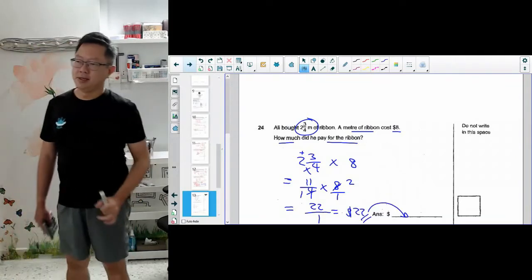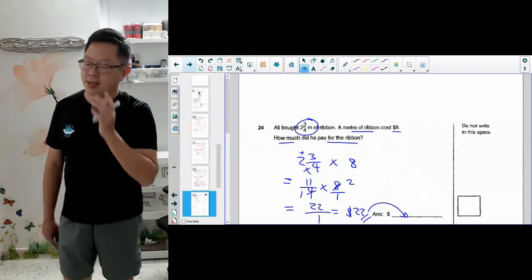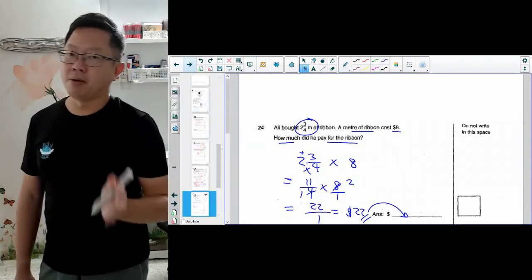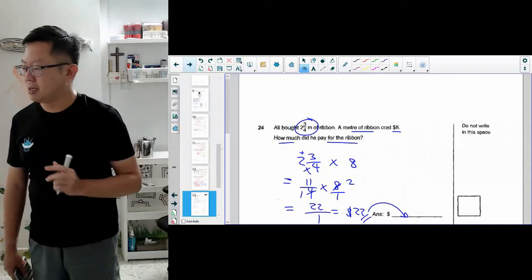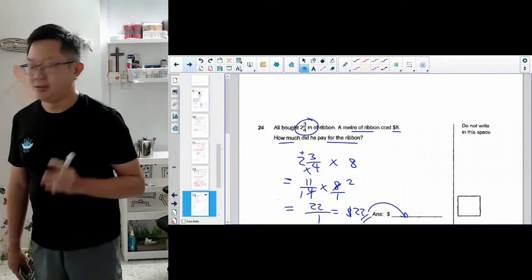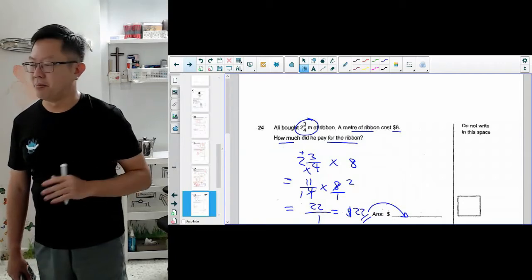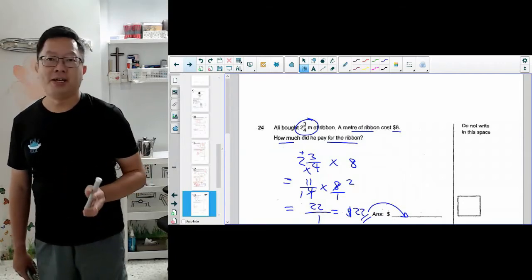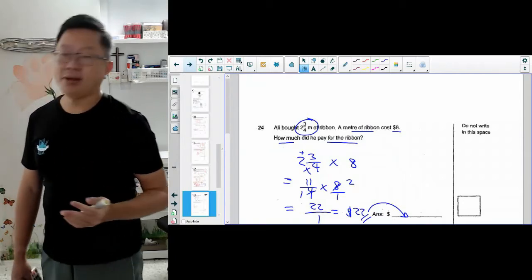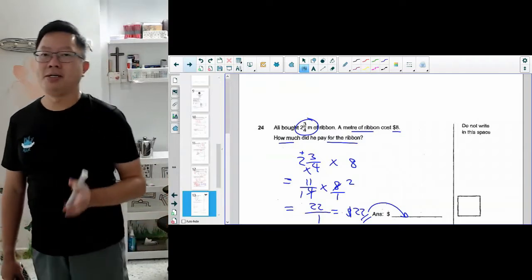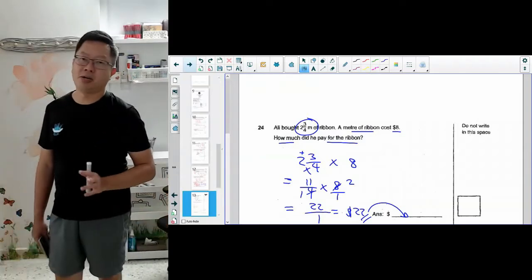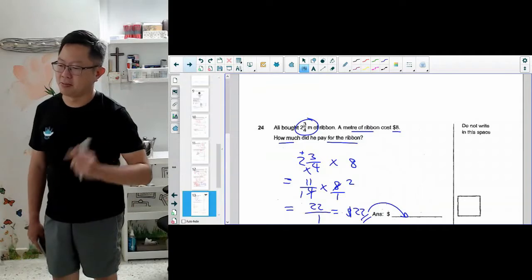So lesson here is, what? You can change the mixed number into improper fraction and then you multiply. Alright, some of you take 2 wholes times 8 and then later 3/4 times 8 and then you plus them together, also can, but it's a bit more risky. Alright, unless you're very sure how to do it. Otherwise, I will advise you to change it to improper fraction and then just multiply.